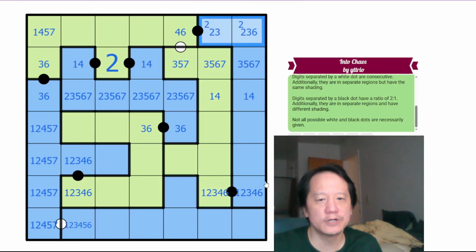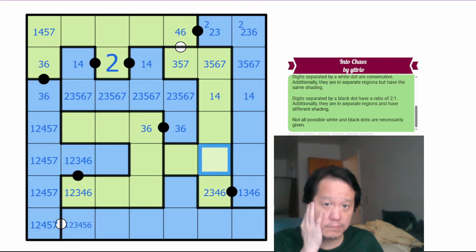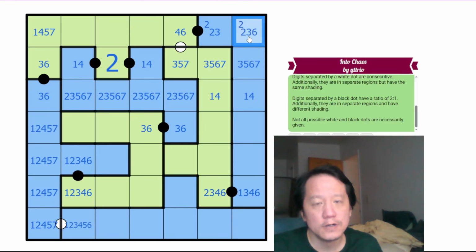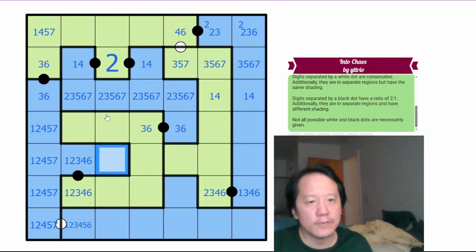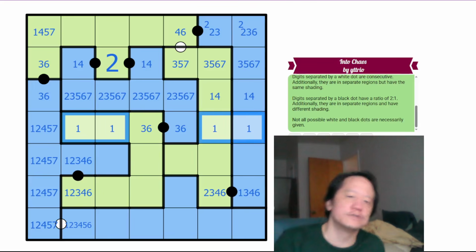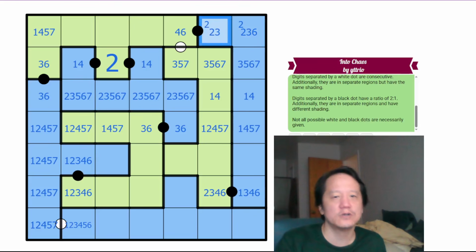We have a 2 here guaranteed. That eliminates 2 in the rest of the region. So this can't be 1 here. One of these is a 3 or 6. We're not sure which. The other one is a 1, 4, 5, or 7. Remaining digits in row 4 are 1, 2, 4, 5, and 7. No 2 here because of 2 in the column. No 2 here because we're guaranteed a 2 here in row 1.